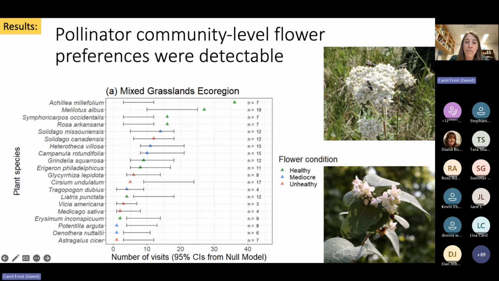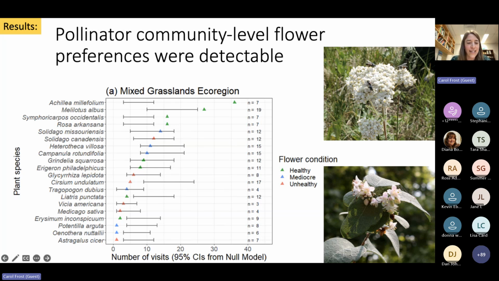So the flowers that emerged as significantly preferred, meaning selected more than you'd expect by chance, were Achillea millefolium, common yarrow, which I've pictured here. It's got 3 flies on it in this picture. This was one of Rachel's observations. Melilotus albus, white sweet clover, which is actually not native, it's a non-native forage species. Symphoricarpos occidentalis, western snowberry, and Rosa arkansana, prairie rose.